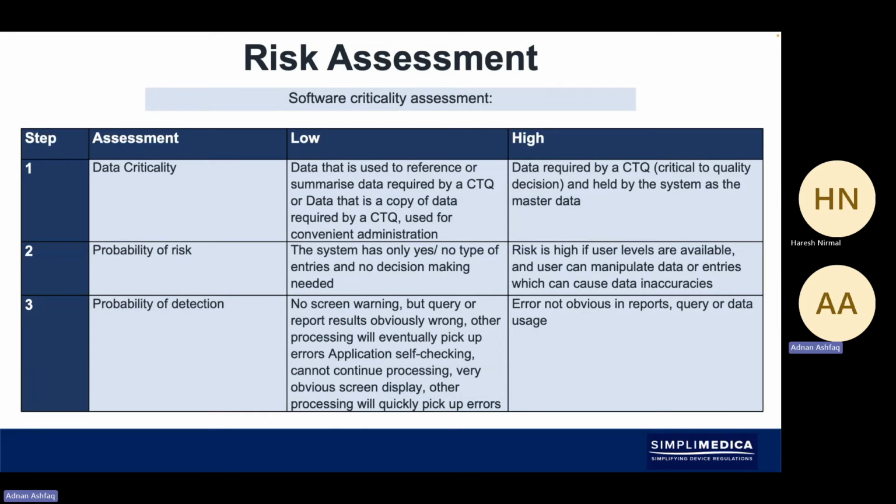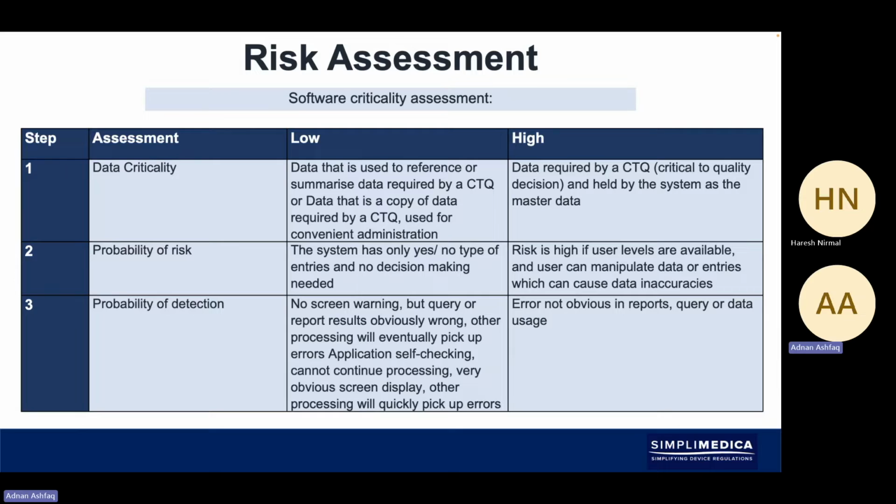I'll show you some of the points that we have to have a look at when we're looking at software criticality assessment. We look at data criticality. So is there critical data within the software which is intending to use or manipulate, or is using it for administration? So any reference point. So the CTQ means critical to quality. If it's making a critical to quality decision, you have to have a look at that, and that could be either a low risk or a high risk.